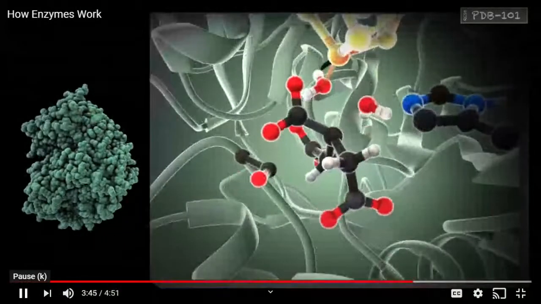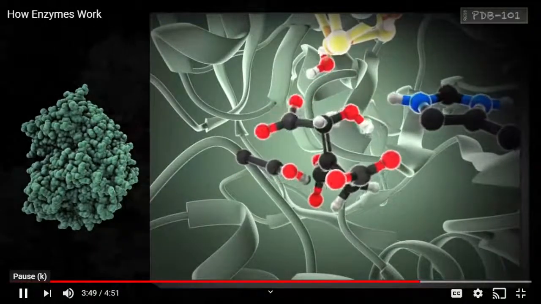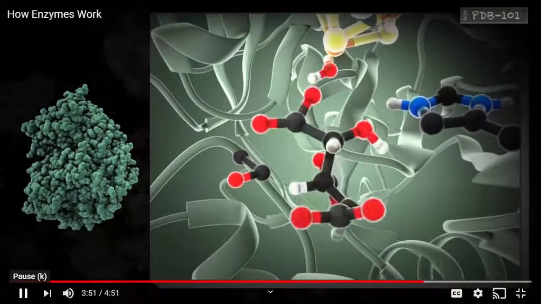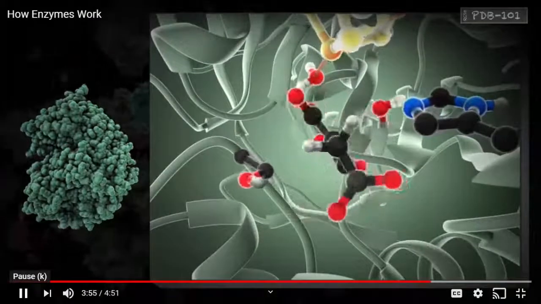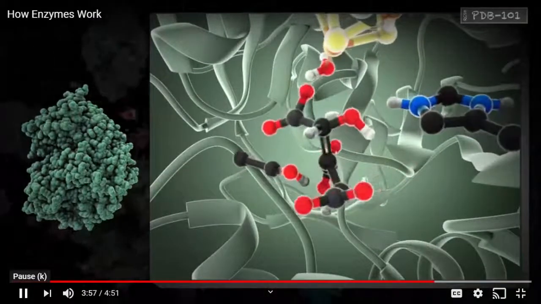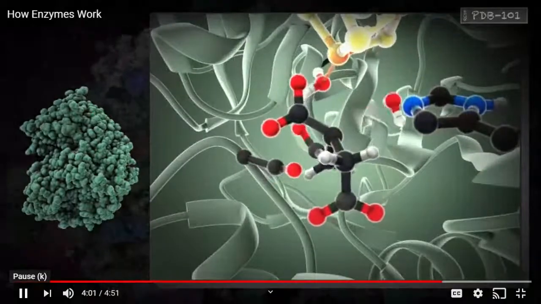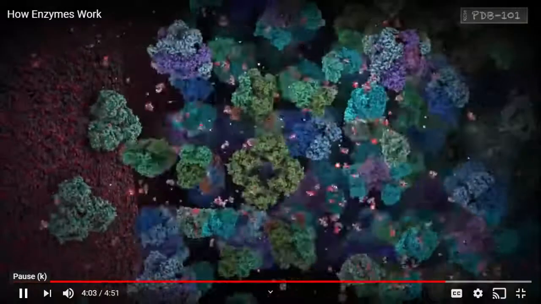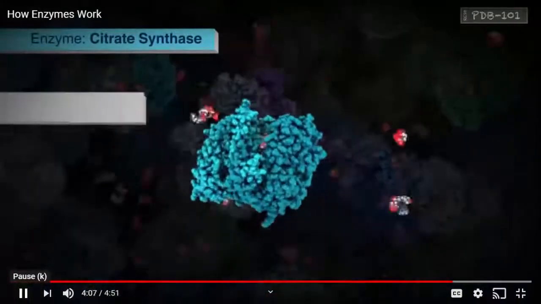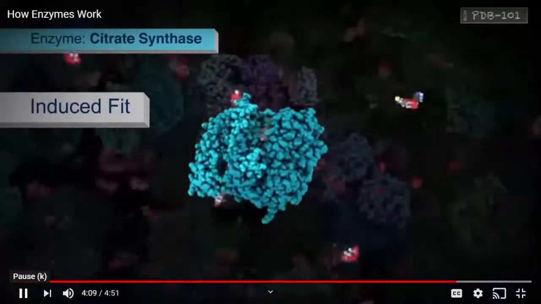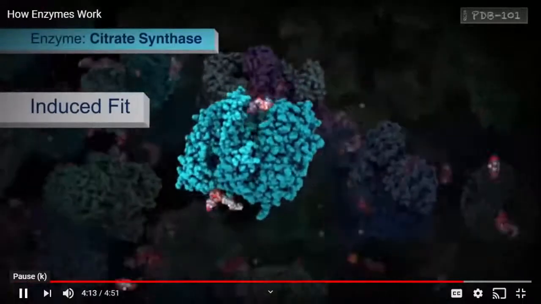Notice that the enzyme itself was unchanged by the reaction, starting and ending the same. This is the hallmark of a catalyst. Notice also that the shape of the active site is flexible, and the enzyme surrounds the substrates, closing around them to form a protective environment for the reaction.